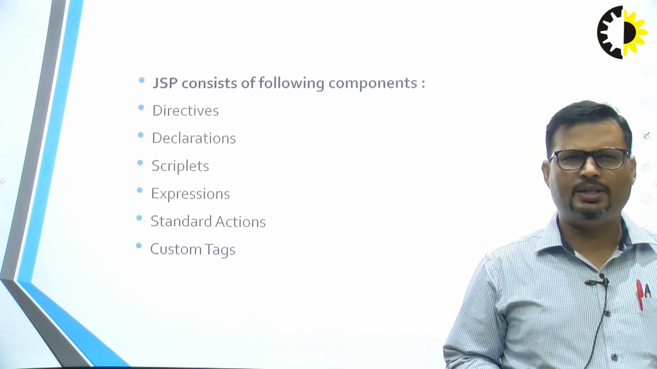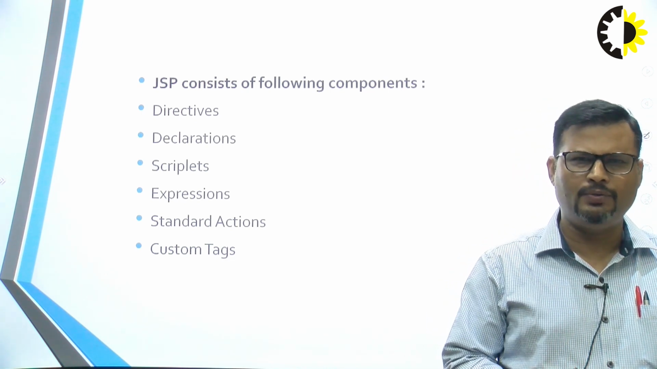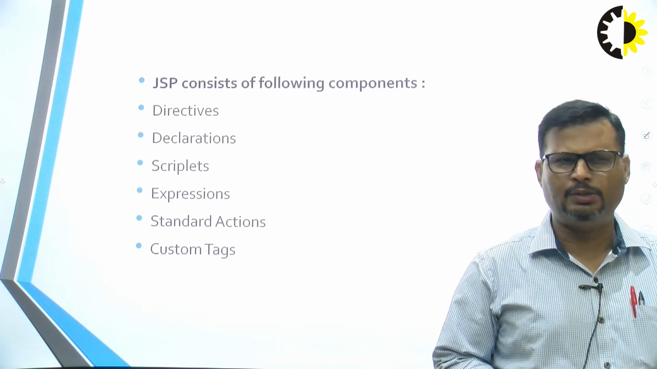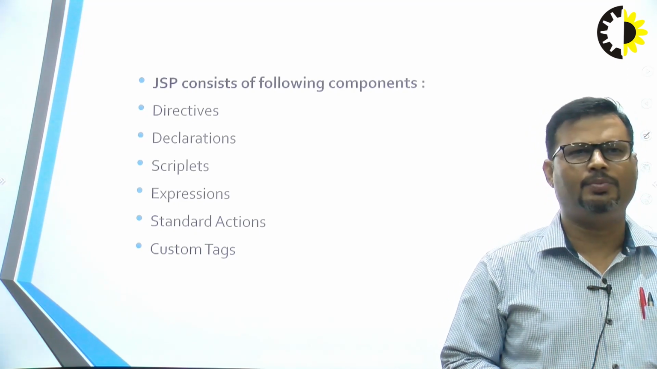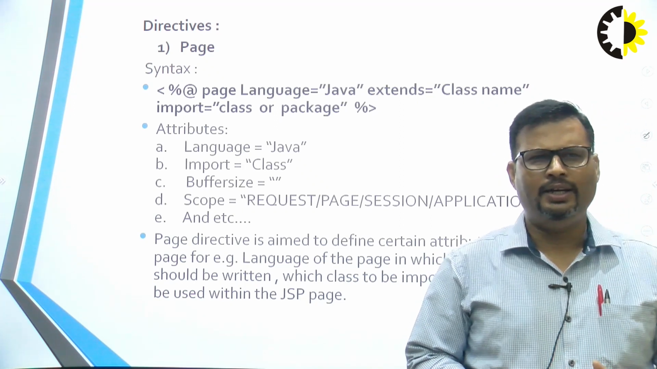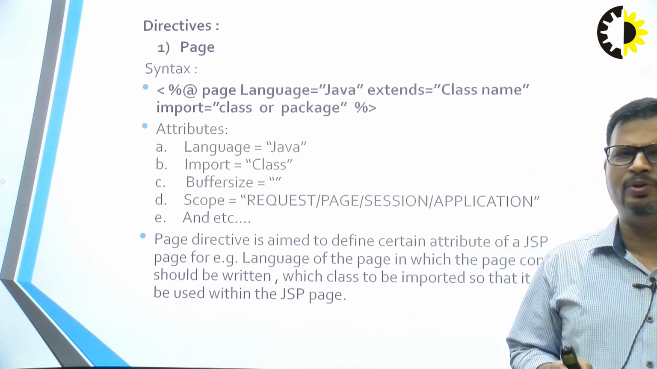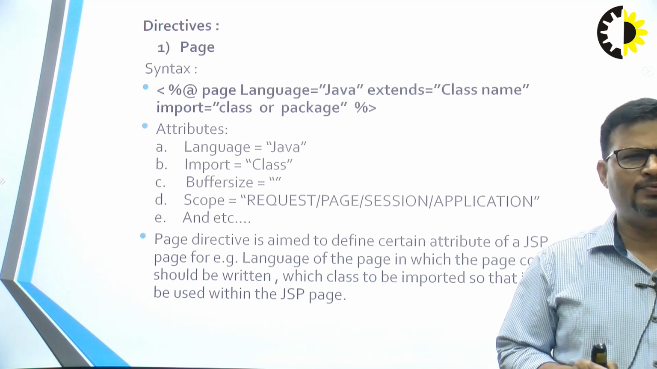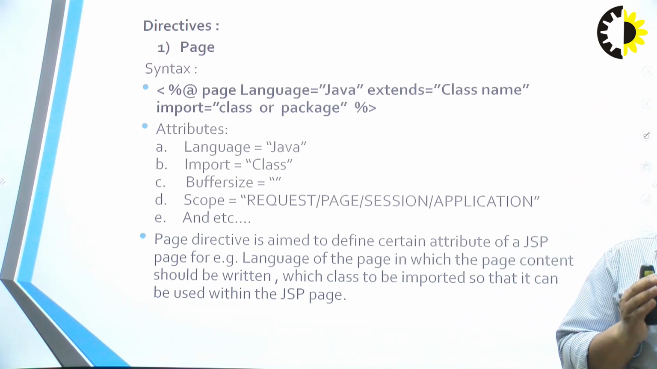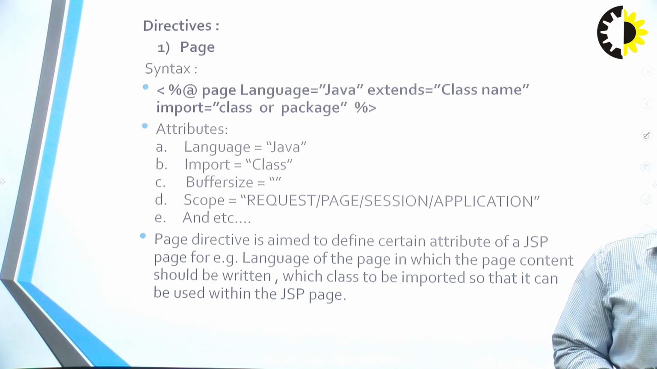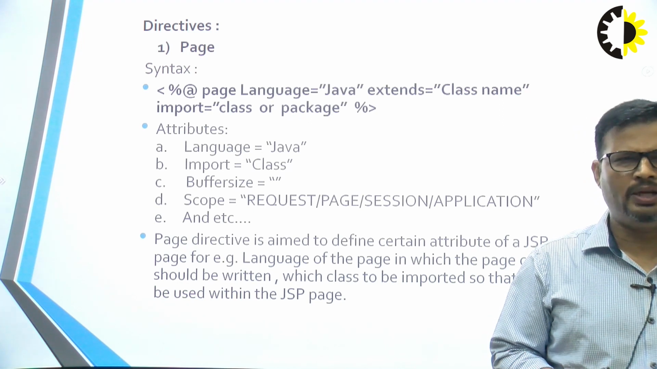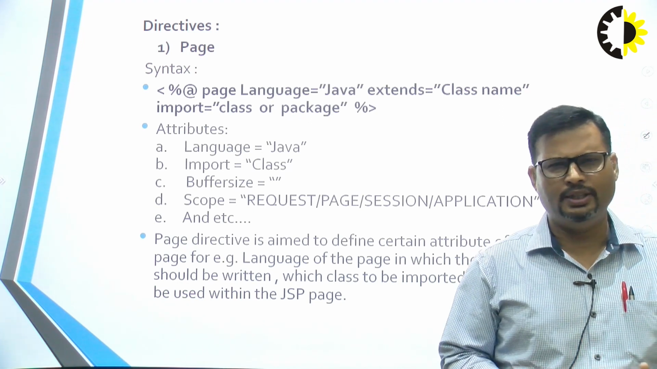So JSP consists of the following components. Here we will discuss directives, declaration, scriptlets, expression, standard action and custom tags. The directives aim to define certain attributes of a JSP page, for example the language of the page, in which the page content should be written, and which classes are to be imported so that they can be used within the JSP. Here is the syntax.